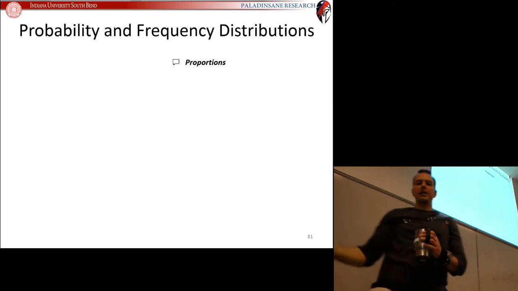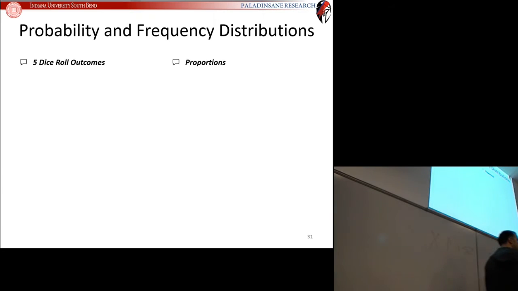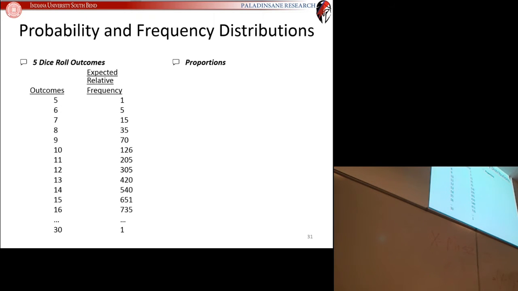All right, and let's take this up one more notch just to show you what's going to happen. So, 5 dice roll outcomes. Let's say that you're playing a game like Yahtzee where you have to roll 5 dice, and we have all of these outcomes here with their expected relative frequencies. So there's only one way to roll a 5. You have to roll all 1s: 1, 1, 1, 1, 1.